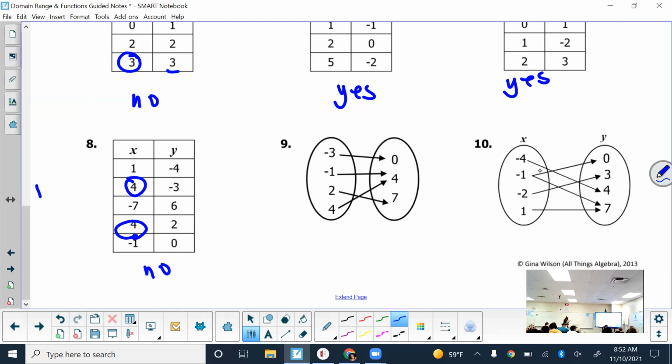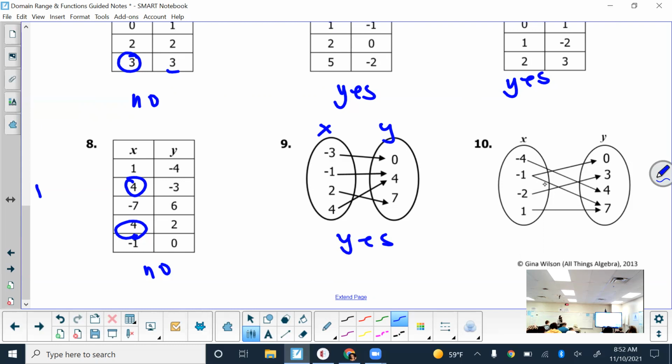So like look at number 9. Is that one a function? Yes, because each x has only one y. So it still goes in the order x, y. So yes, this one's a function.